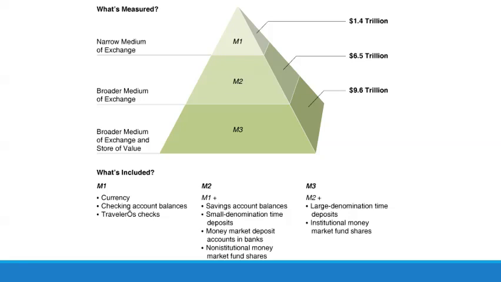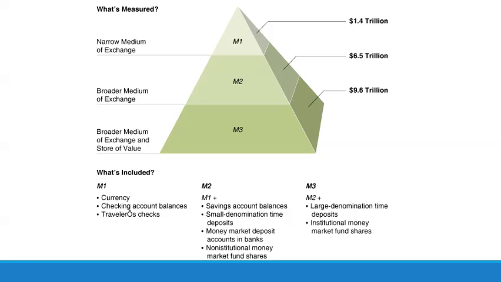Essentially, M1 would be like 1.4 trillion. M2 is like 6.5 trillion. So that's, remember, M2 plus M1. And then M3 would be the total. So the total amount of supply, the broader medium of exchange and store of value, it would be 9.6 trillion based on what we're looking at here.